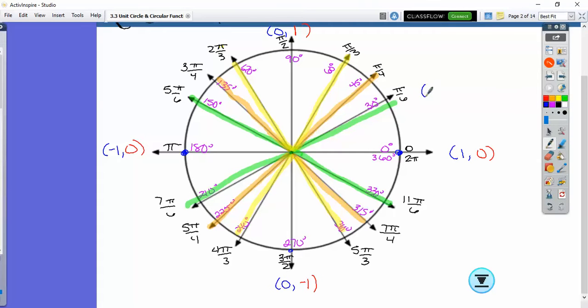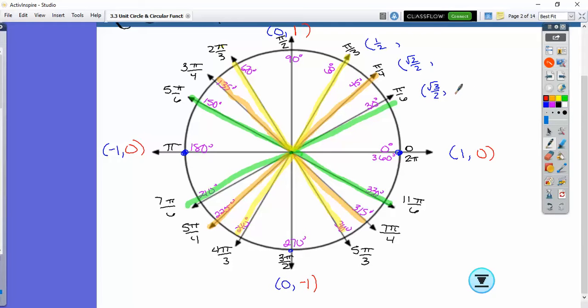Alright, so let's go through the first quadrant and work on our ordered pairs. The x value is the cosine. So think about your hand trick. You know, cosine of 0 is 1, which we have. Cosine of 30 is radical 3 over 2. Cosine of 45 is radical 2 over 2. Cosine of 60 is radical 1 over 2, which is 1/2. Cosine of 90 is radical 0 over 2, which is 0.